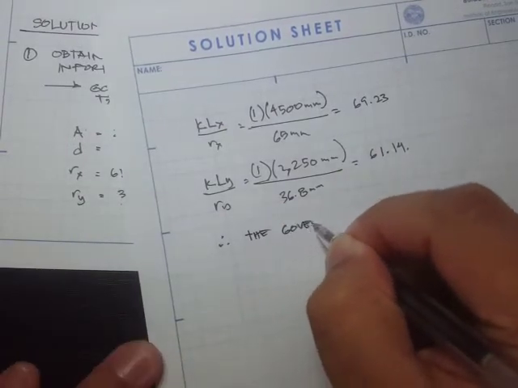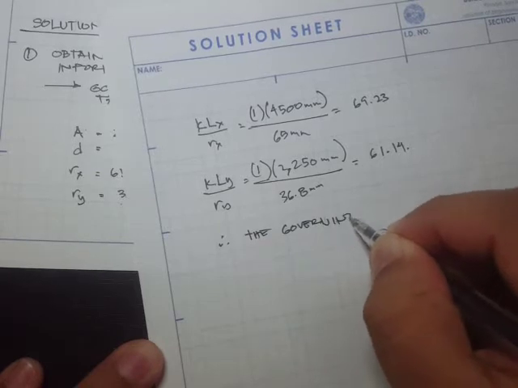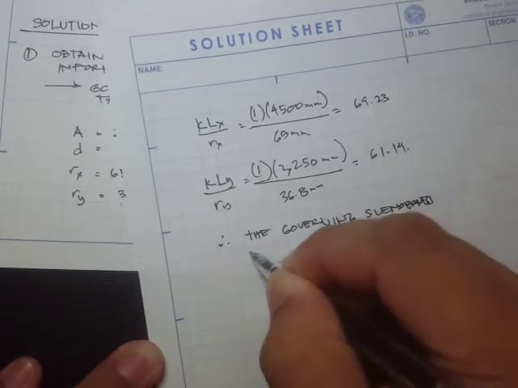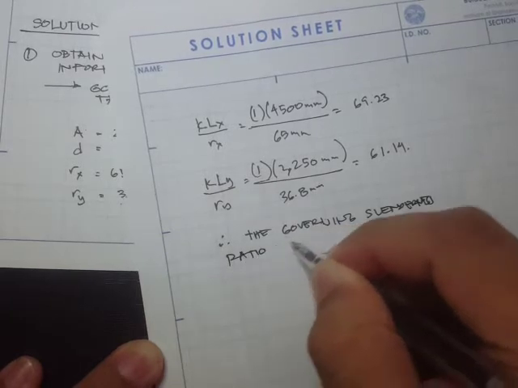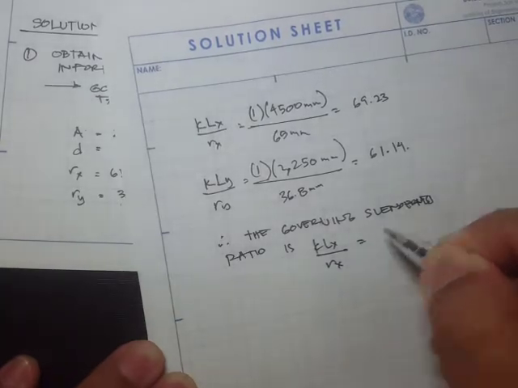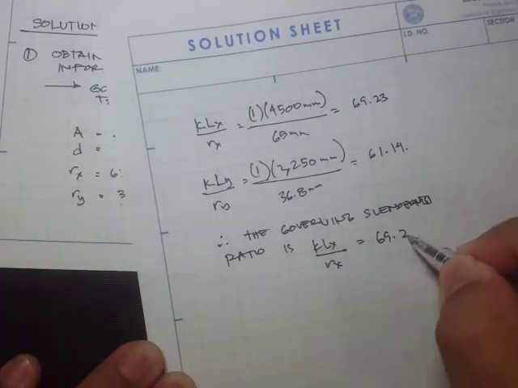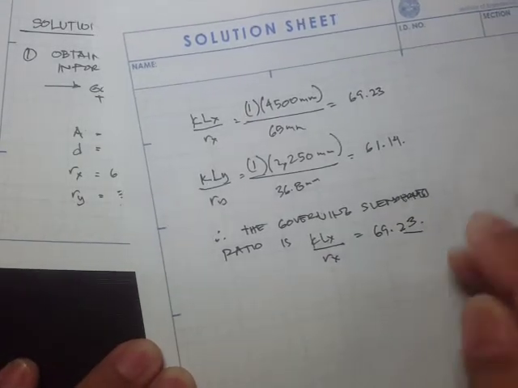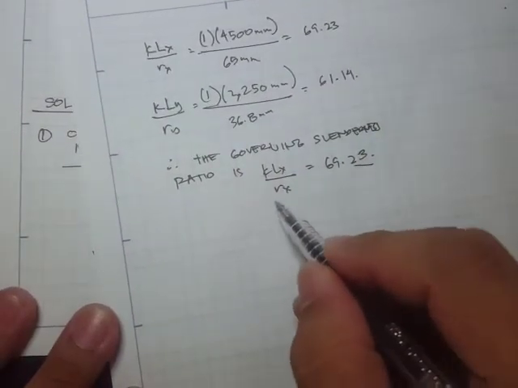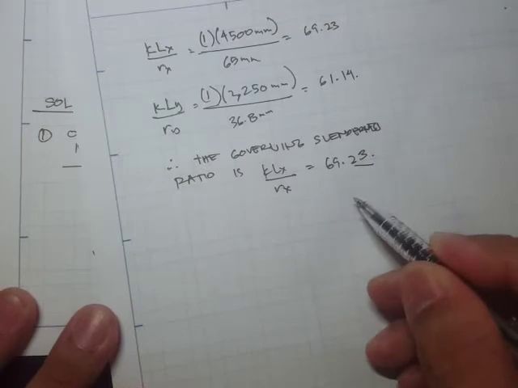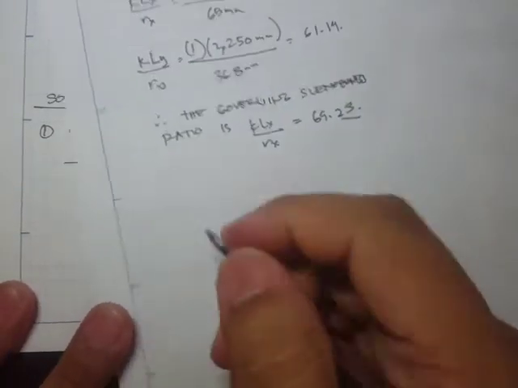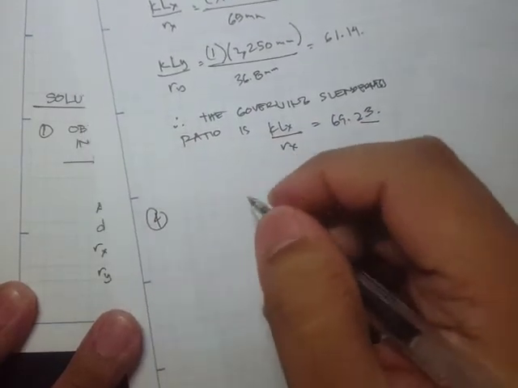Therefore, the governing slenderness ratio is KLx over rx, equal to 69.23. Now we have to compare this governing slenderness ratio to our limiting value. This would be our step number 4.